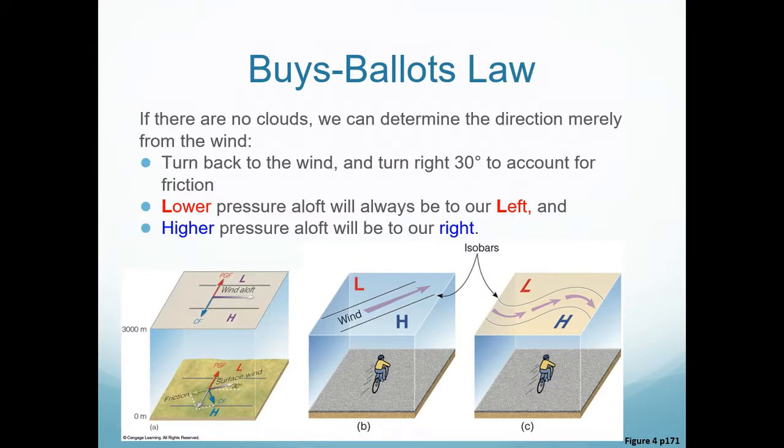Now, what if there are no clouds? Well, we can determine the high and low pressures from the wind. Remember, here at the surface, we still have wind. So let's say we've got a biker here who's feeling the wind going from south to north, turns his back to the wind. He's going to turn to the right 30 degrees. And then, after he turns right 30 degrees, high is on the right, low is on the left, same as before.